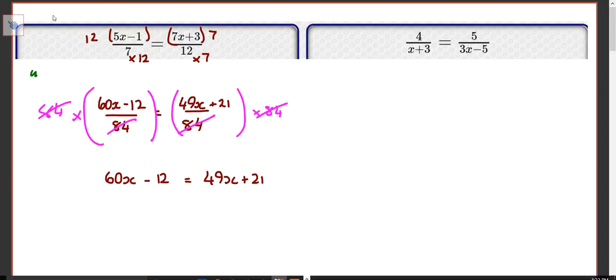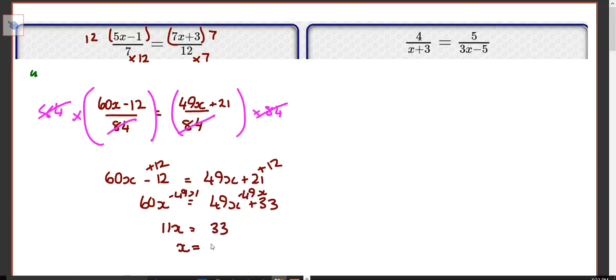Okay, but what do we do now? Solve. So you inverse the 12, so I'm going to add 12. So it's 33. So 60x is 49x plus 33. And then subtract 49x, and you get 11x. And then it equals 33. So then you do x equals 33 over 11.